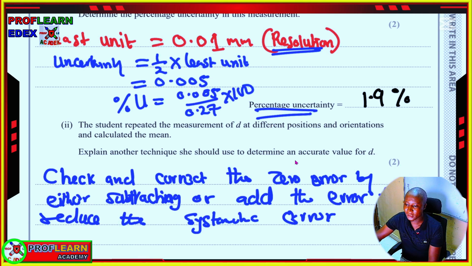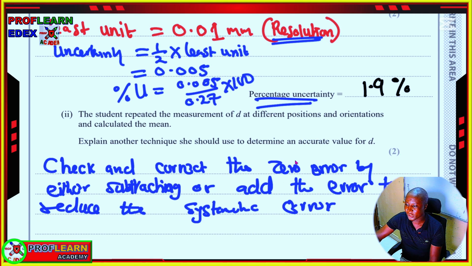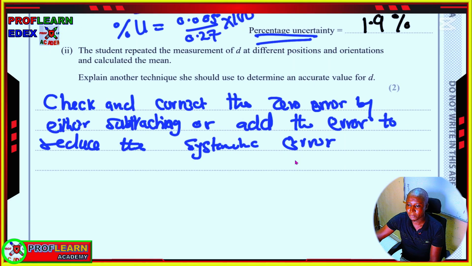The student repeated the measurement of D at a different position and orientation. Explain another technique she could use to determine the accurate value of D. Check and correct the zero error by either subtracting or adding the error to reduce the systematic error. Don't say to eliminate, don't say to remove, we say to reduce the systematic error.